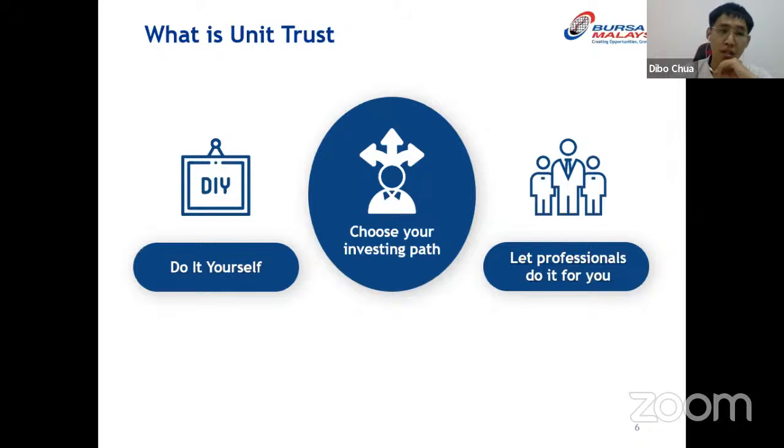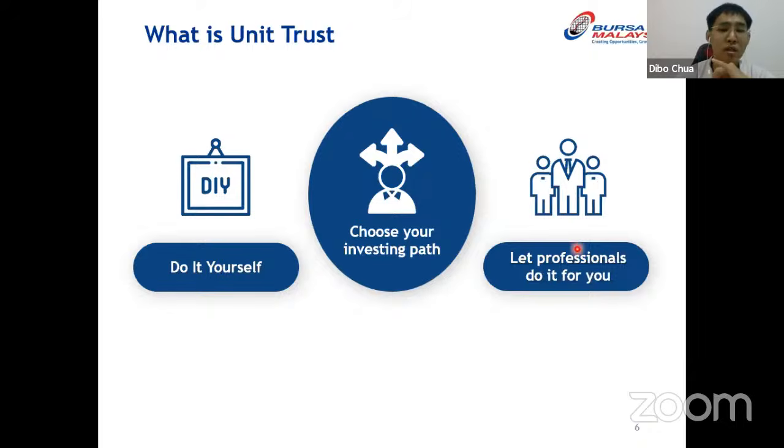But actually, instead of doing all these things yourself, most of us are in a different field. Sometimes we are in engineering, or maybe we run an F&B business. A lot of the time, these kinds of people don't really have the time and the effort to do all the dirty work. So for us, you can have another way, which is to allow the professionals to do it for you.